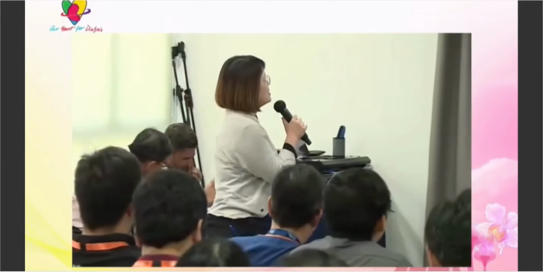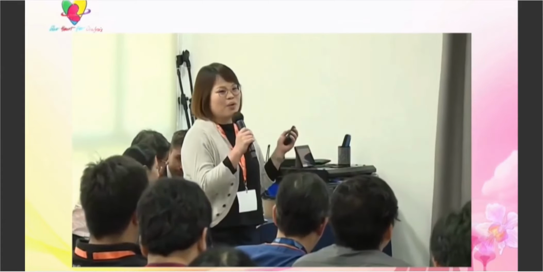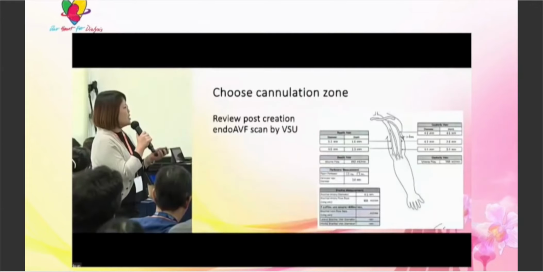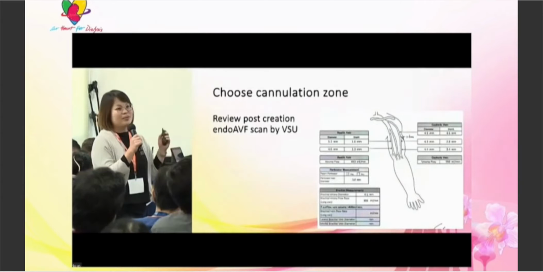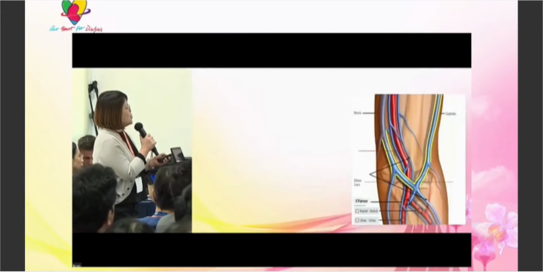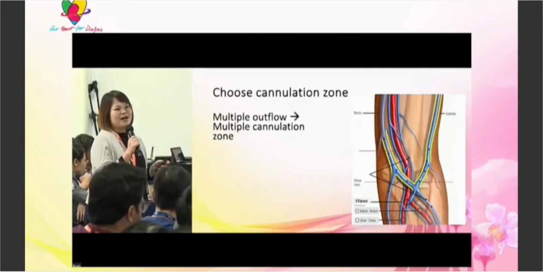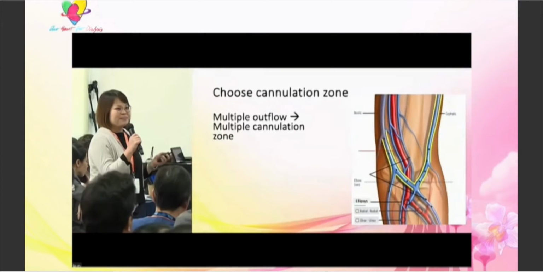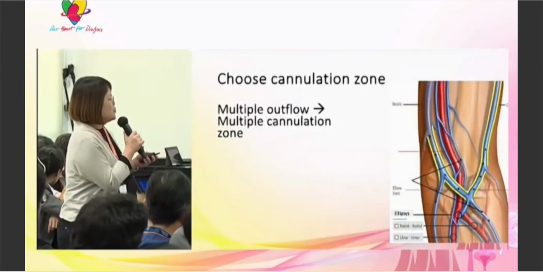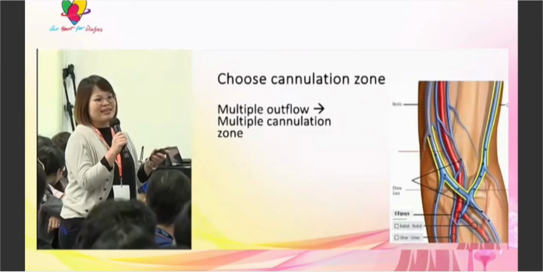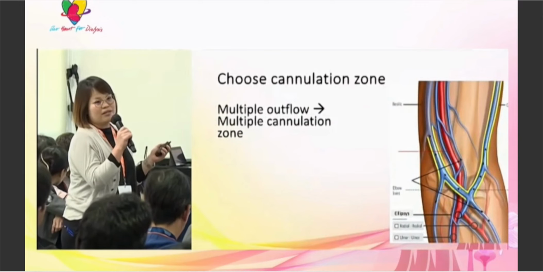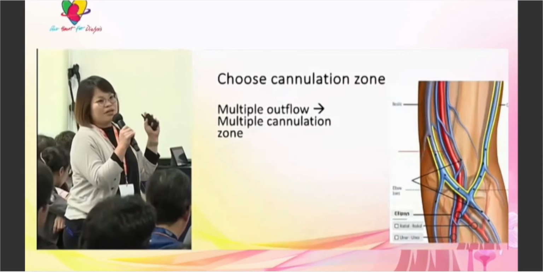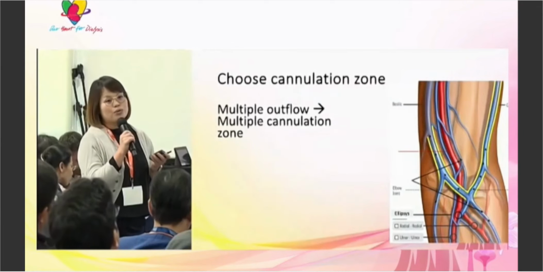As you have seen, we will always have a post-creation scan. The post-creation scan will tell us the flow and the diameter in the superficial and the deep vein. This is what we always look at first. To choose the cannulation zone, we need to know where the flow goes and what the predominant flow is. As the anastomoses are created at or near the perforator, the flow goes multi-directional. So you could get the superficial veins that mature, but sometimes it also goes into the deep veins.